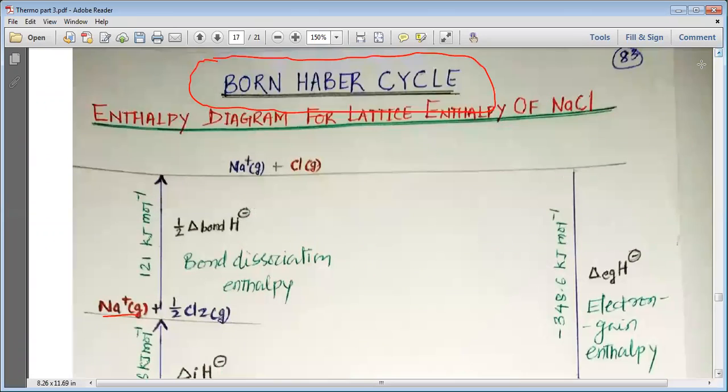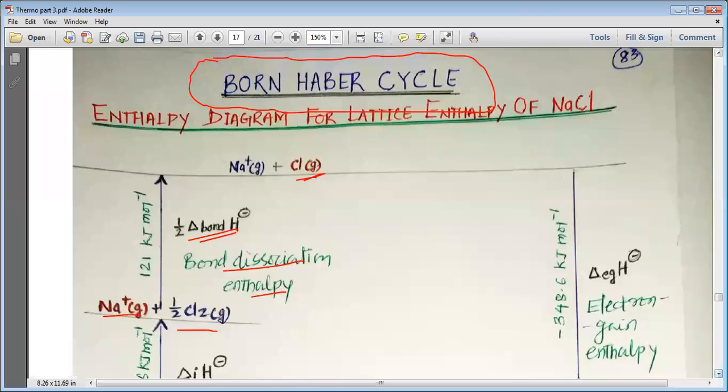Then, my dear students, it's the turn of chlorine. So 1 by 2 Cl2 gas turns into Cl gas. This is the bond dissociation enthalpy, which is 1 by 2 the bond dissociation enthalpy. That is what we have studied. So now we have sodium plus gas and Cl gas.